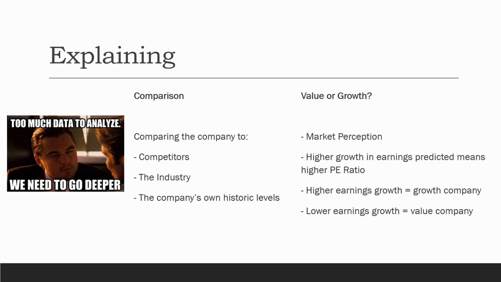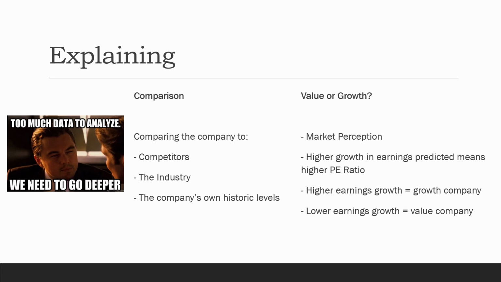Another way we can look at the PE ratio is to consider if it's a value company or a growth company. A high PE ratio means investors are willing to pay a higher price right now for smaller earnings because they believe the company will grow quickly in the future. A lower PE ratio can mean that investors believe the company will not grow as quickly in the future, which could be for a variety of reasons and would therefore be a value company.